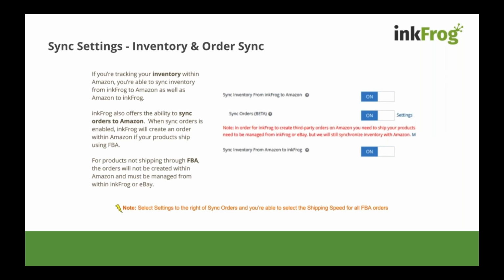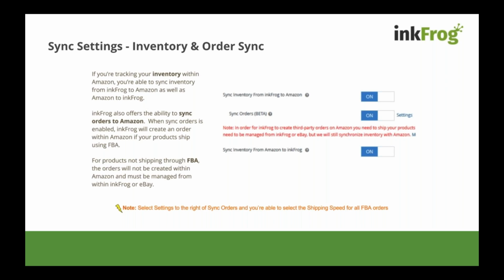The first set of sync settings that you'll see is inventory and order sync. The first option is sync inventory inkFrog to Amazon. What's nice about this is that with it on, as orders sell on eBay, your inventory in Amazon will automatically begin to deduct as well. So you won't have to change how you're managing your inventory in Amazon for your eBay listings, because with the ease of the sync settings, you can continue to use Amazon as your source of truth for your inventory.